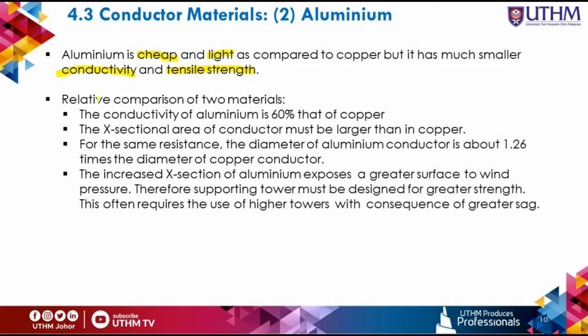The first one, the conductivity of aluminium is 60% compared to copper. The smaller conductivity of aluminium means that for any particular transmission efficiency, the cross-sectional area of conductor must be larger compared with copper. And for the same resistance, the diameter of aluminium conductor is about 1.26 times the diameter of the copper conductor.